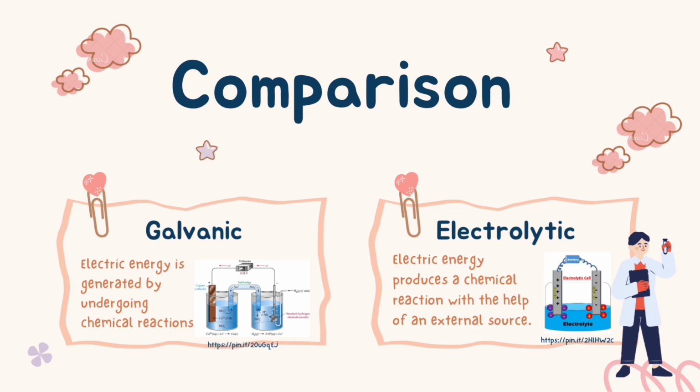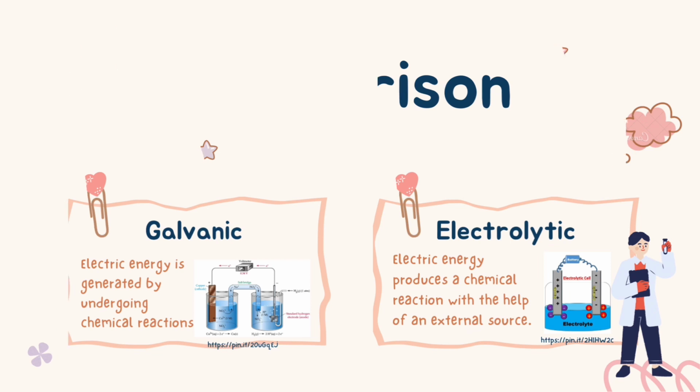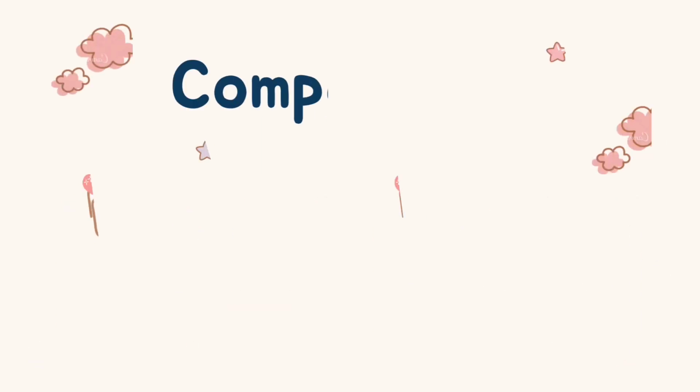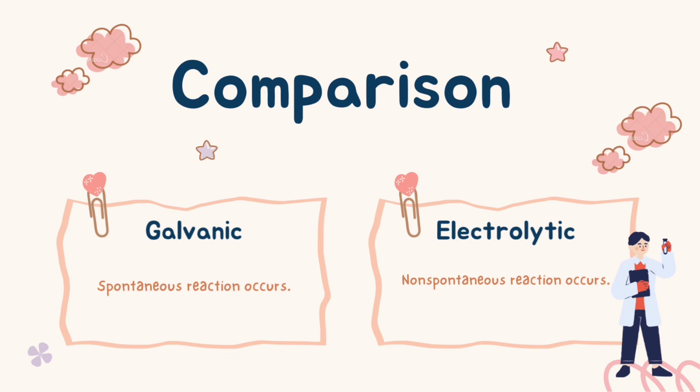The first and most important point is that in the galvanic cell, electric energy is generated by undergoing chemical reactions, while in the electrolytic cell, electric energy produces a chemical reaction with the help of an external source. The other point is that the galvanic cell converts chemical energy into electrical energy, while the electrolytic cell converts electrical energy into chemical energy. Also, in the galvanic cell, a spontaneous reaction occurs, while in the electrolytic cell, a non-spontaneous reaction occurs.